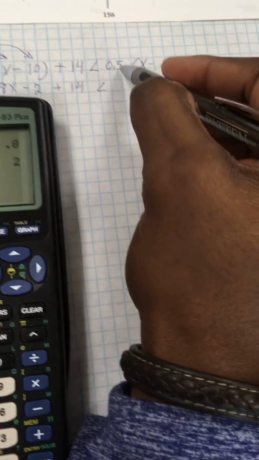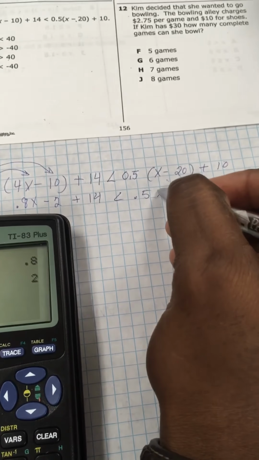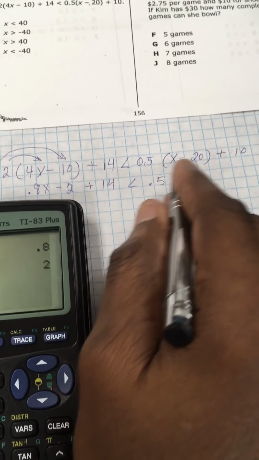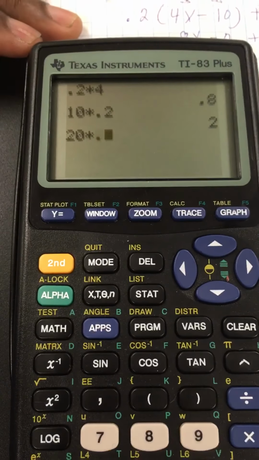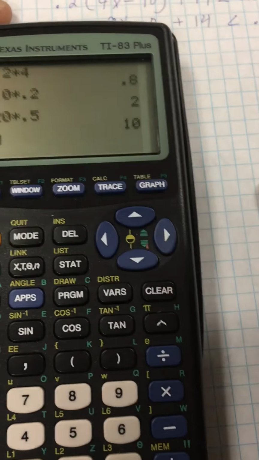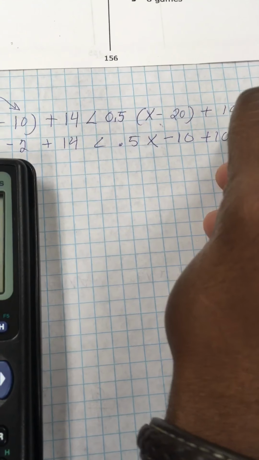Then I'm going to multiply 0.5 times x. That's 0.5x. Then I'm going to multiply 0.5 times negative 20. That's negative 10. So this becomes negative 10 plus 10.